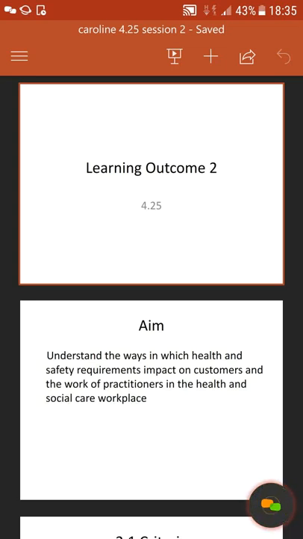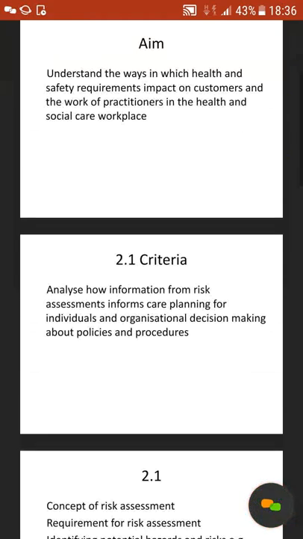Today we're going to go through Learning Outcome 2. The aim is to understand the ways in which health and safety requirements impact on customers and the work of practitioners in health and social care workplace. Criteria 2.1 states, analyse how information from risk assessment informs care planning for individuals and organisational decision-making about policies and procedures.